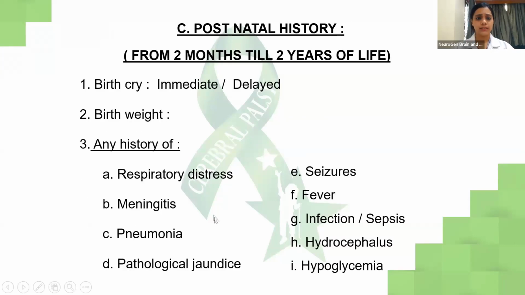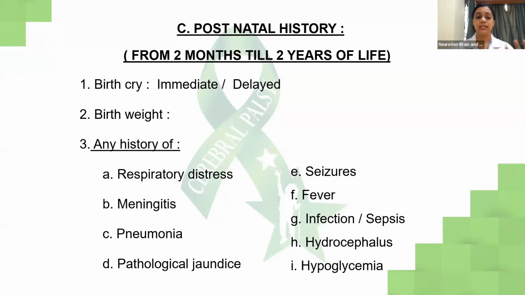Then the postnatal history is from 2 months till 2 years of life. Was the child's birth cry immediate or delayed? If immediate, then when? And if delayed, then when did the child cry? Did it even cry, or what was the intervention taken? What did the doctors do if he did not cry? And what was the birth weight of the child? Birth weight determines the nutrition value of the child.